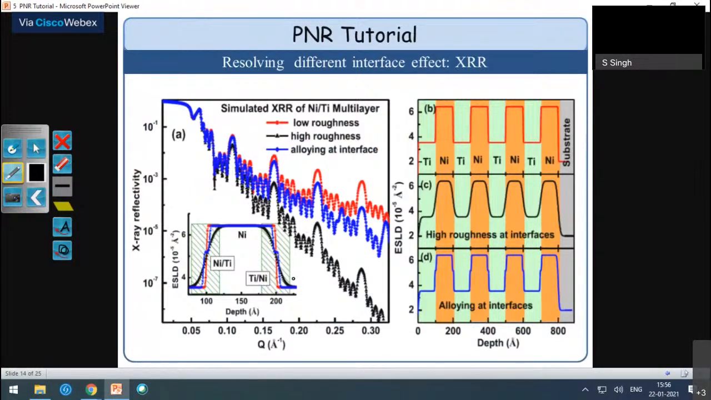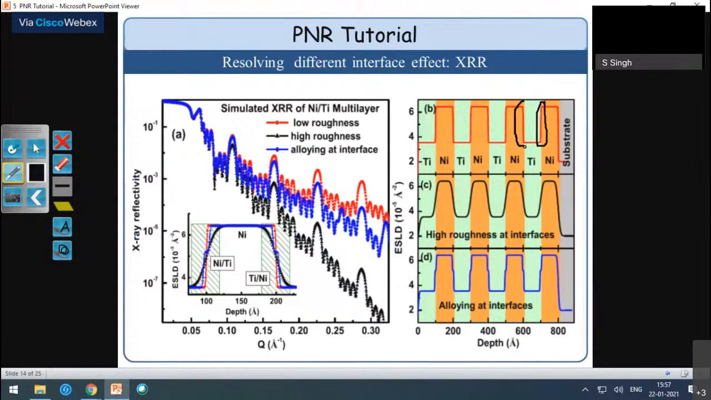Here I want to show something which I didn't explain during my theory class, so I thought I would explain it here: the kind of effect of roughness. Sometimes, if you have a small alloy forming at the interface, you say that we will just vary the roughness parameter and we will get the fit for the X-ray or neutron reflectivity. It doesn't help. In case of alloy formation, you have to consider the alloy, because when you just assume a roughness, the scattering length density profile doesn't follow as if we consider a separate layer. Like here we have a nickel titanium multilayer on this substrate, 4 bilayers of that.